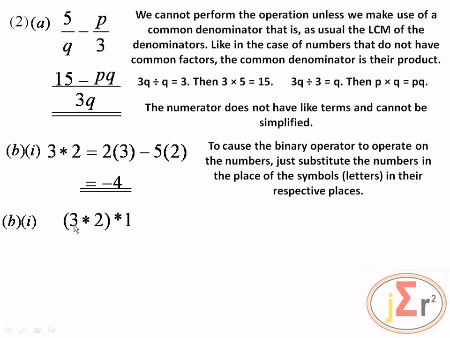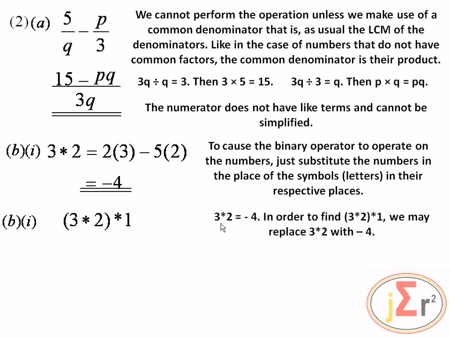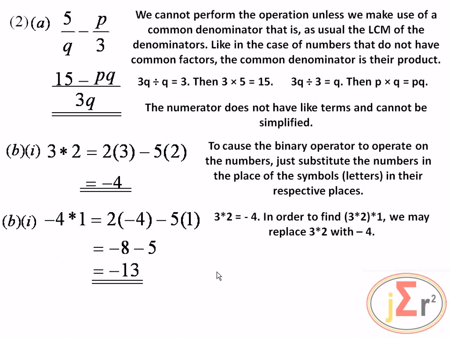We already have the value of 3 star 2, and 3 star 2 is negative 4. So where we have 3 star 2, we will replace that with negative 4. In order to find 3 asterisk 2 asterisk 1, we may replace 3 asterisk 2 with negative 4. So we will have negative 4 asterisk 1, which will be 2 times negative 4 minus 5 times 1. We have negative 8 minus 5, and that will be negative 13.